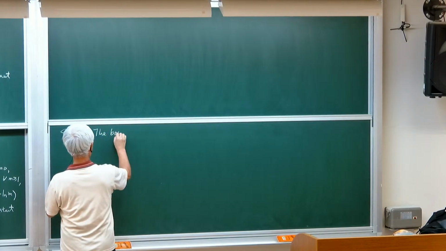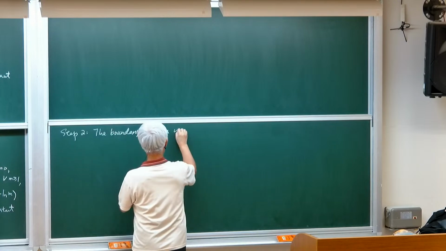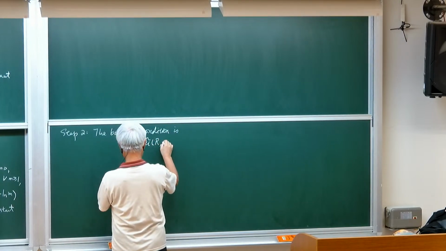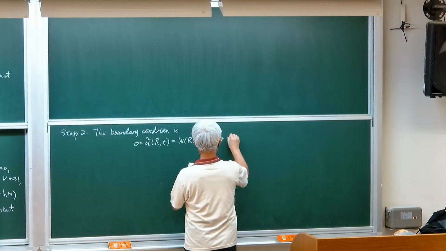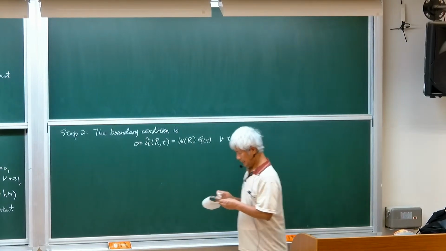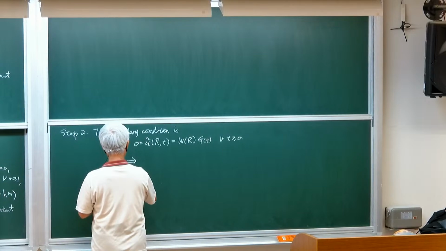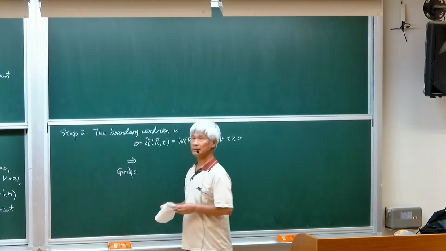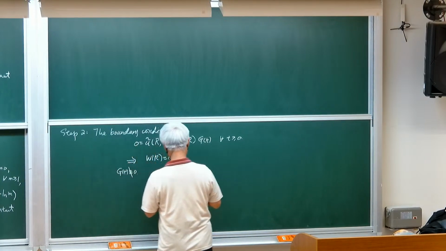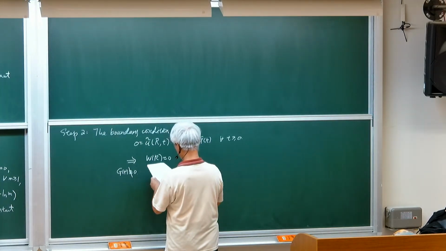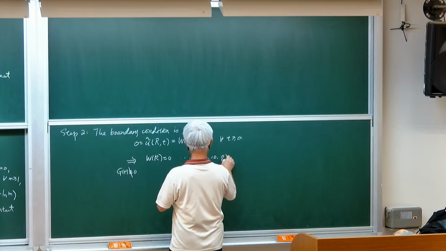The boundary condition is here. So keep it as that, which implies that, because g of t is not identically 0, so this is not a zero function, which implies that W(R) must be 0. So this is 12.10.7 here.